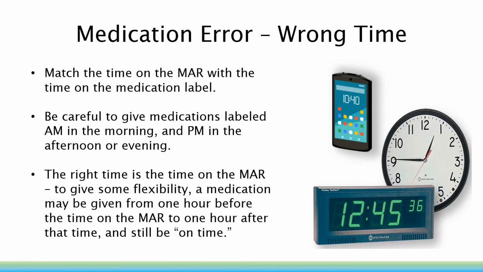Medication error, wrong time. Match the time on the MAR with the time on the medicine label. Be careful to give medications labeled AM in the morning and PM in the afternoon or evening. The right time is the time that is on the MAR. To give some flexibility, a medicine may be given 1 hour before the time on the MAR to 1 hour after the time on the MAR, and it will still be considered on time. This is a 2-hour window to give the medication.